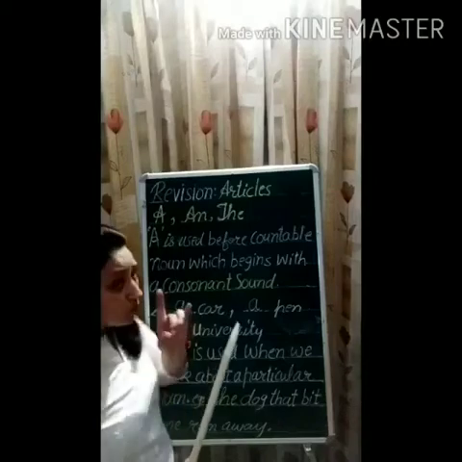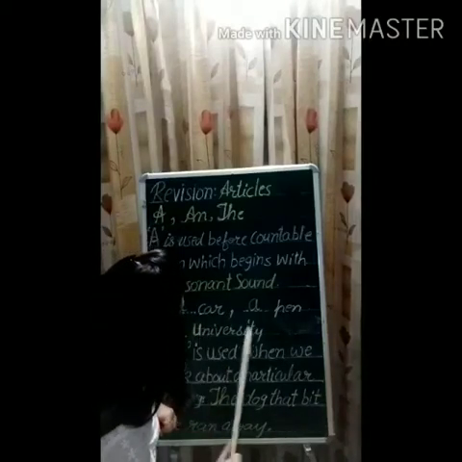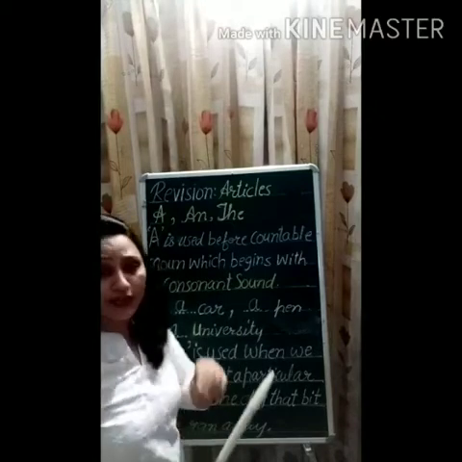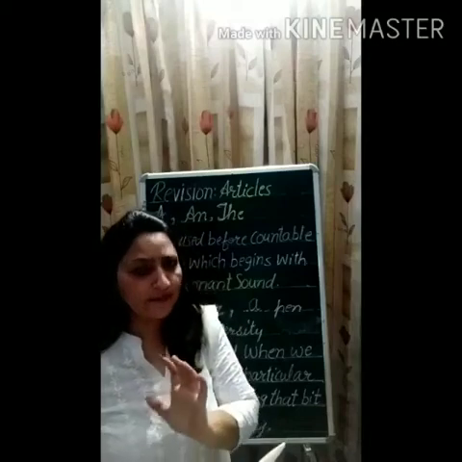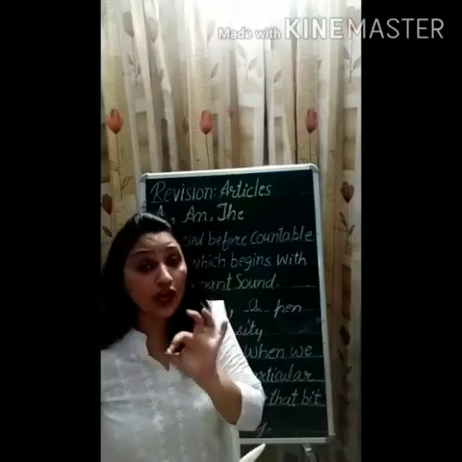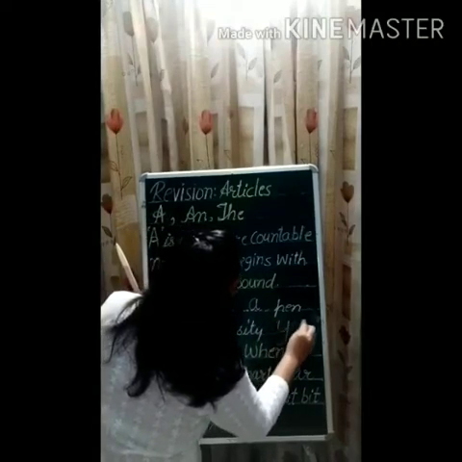Now, one more thing I want to clear. Look at this word, university. Now, this word starts with a vowel, that is U, okay? But still it has a consonant sound. Now, U sounds like this, U.